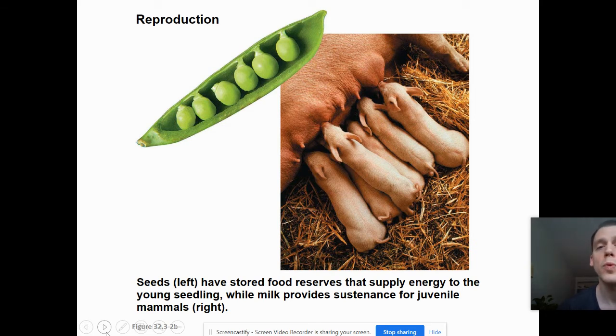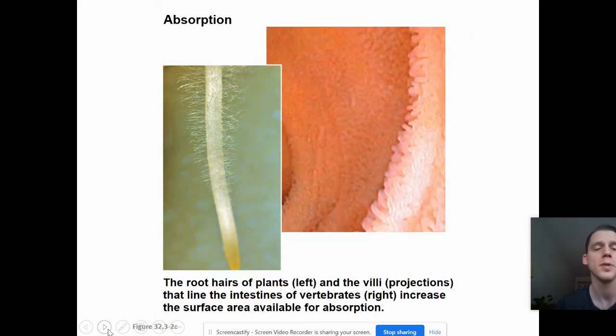Reproduction. We need food reserves, right? Plants need food reserves. So here you see the peas, which are really seeds, and they contain some stored starch to help the baby seedlings grow in the same way that these piglets need food that is stored from the mother, like all mammals, producing milk.